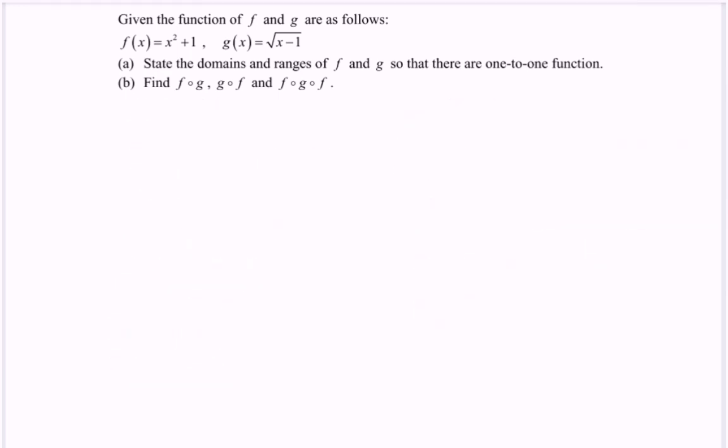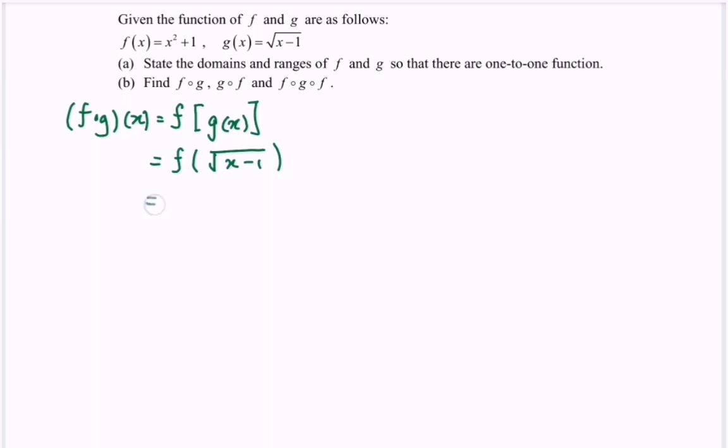Next, kindly refer to part b. Find the composite function for f∘g. This means that we substitute the function g into the function f. So the function g(x) would be the square root of x minus 1. Substitute into the function f. So we have the square root of x minus 1, bracket squared, plus 1. Kindly simplify the situation. So we will have x minus 1 plus 1, and we have the function f∘g equal to x.